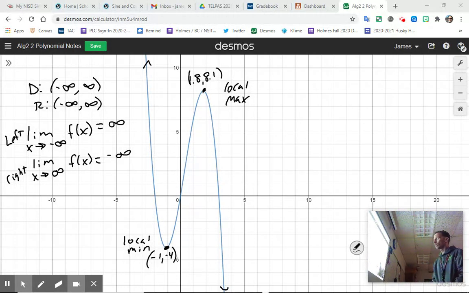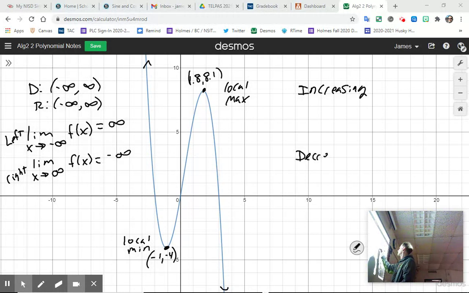And again, there's no global min or global max. We'll see one on the next graph. But there's no global min or max on this one. And then lastly, increasing or decreasing. Again, just start on the left and what happens?